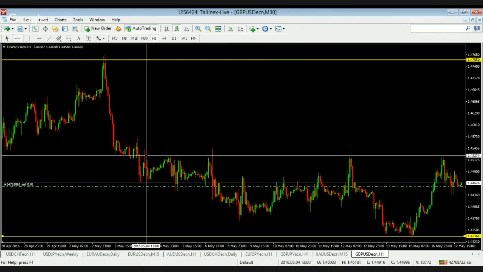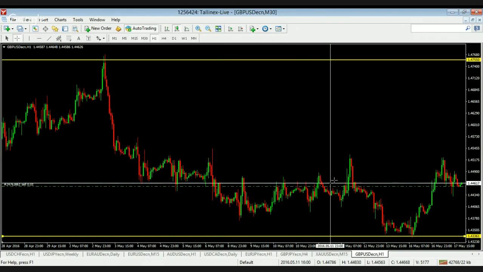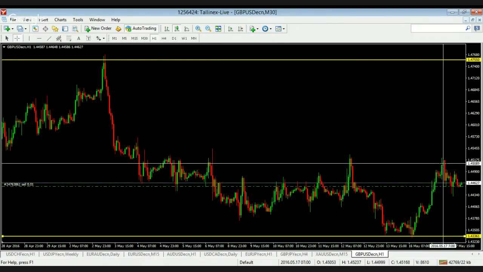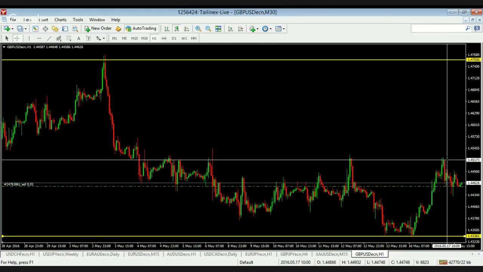And then what did it do here? Another pullback. And then again, another pullback. And then last week, another pullback. And what did we see this morning? That's how I was able to call the trade I did.